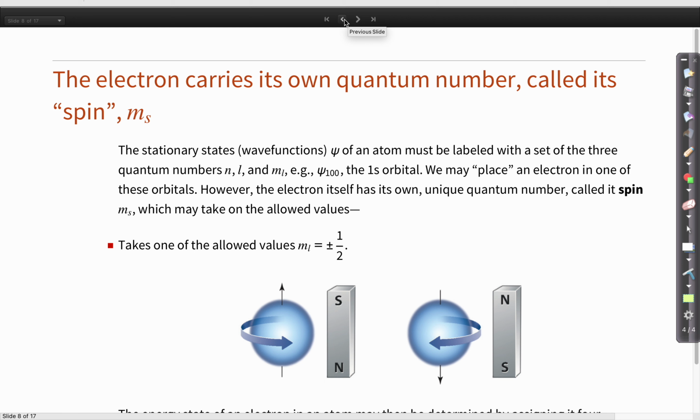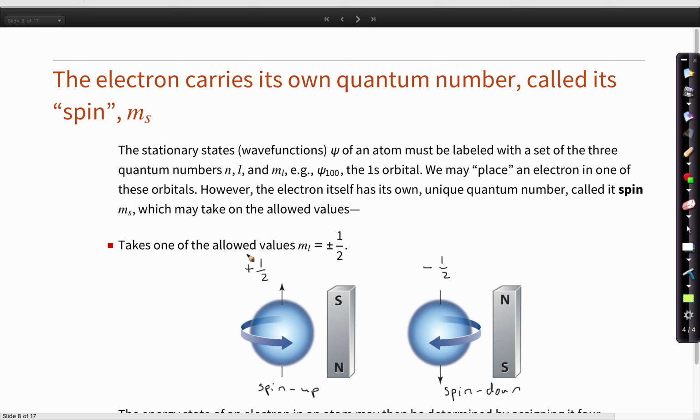And the electron will then line up either with the south pole pointed up or with the north pole pointed up. And so we say that if the south pole is pointed up, we call that a spin up. So this picture here, we would call this picture spin up. If the north pole is pointed up, we call that spin down. That's just terminology. And for spin up, we give it a quantum number, and we call that plus 1/2. And for spin down, we give it a quantum number, and we call that minus 1/2.